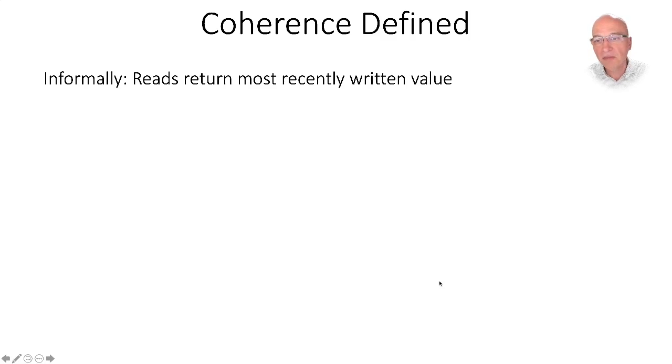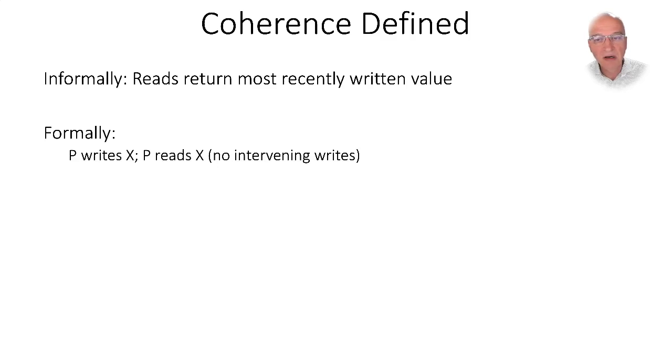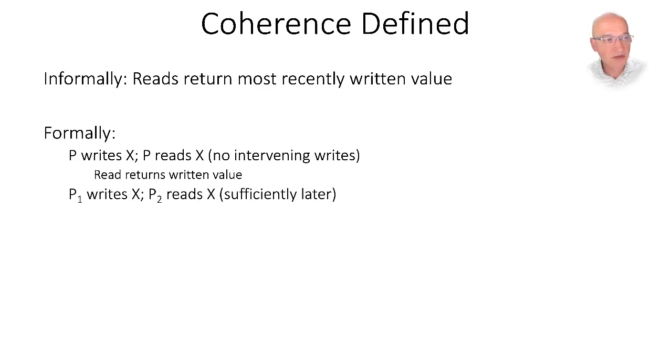So we need to first define what coherence means. Informally, we want to say that reads will return the most recently written value to a variable. Formally, if processor P writes the value of X, and P reads the value of X with no intervening writes, then the read must return the value that was written. So for the same processor, if I write and sometime later I read the value, I want to read the value that I wrote, as long as there are no intervening writes between those two operations.